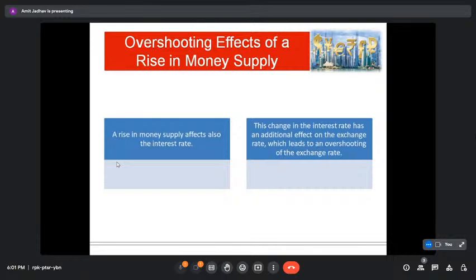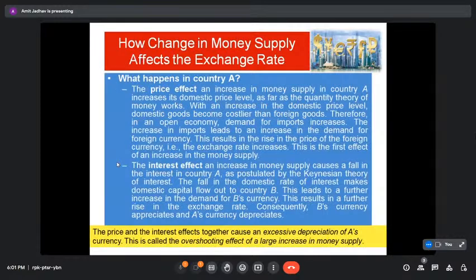So that's why the overshooting effect of a rise in the money supply can happen if the money supply rises by quite a large quantity. How does a change in the money supply affect the exchange rate? A question arises: how does a change in the supply of available resources affect the exchange rate? So what happens in country A?